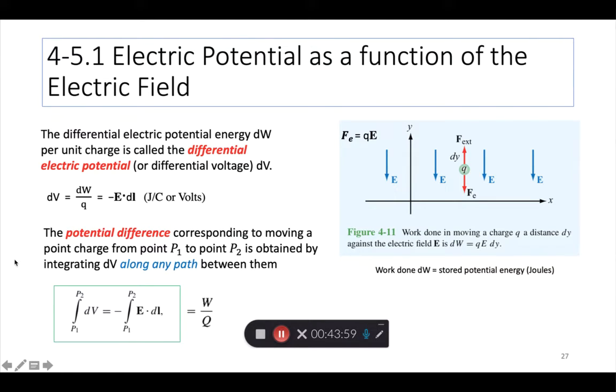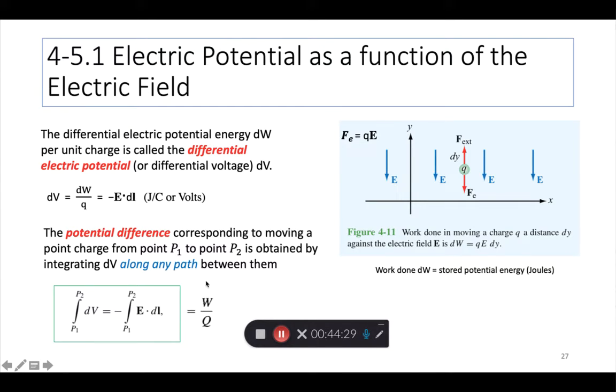So if you take this dV and you integrate it between two points P1 and P2, then you come up with a formula for the potential difference for moving a charge from point 1 to point 2 along any path, and that is this integral. E dot dl, the intensity along a certain linear vector, the integral from point 1 to point 2 gives you the voltage difference or the potential difference.